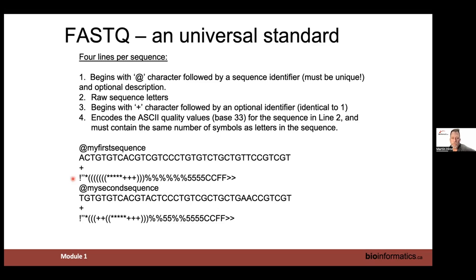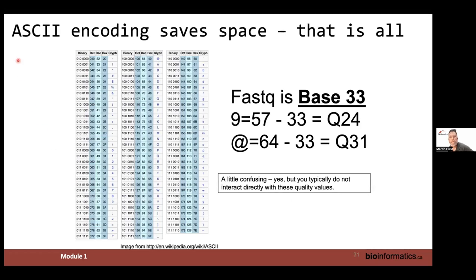And the base qualities are, as I said, Phred scores, but you're looking at that and you're saying that doesn't make any sense. It's just a bunch of glyphs. And those glyphs are actually ASCII encoding. So we essentially use ASCII encoding in the FASTQ file as a way of simply compressing two digits into a single digit. So the only thing you need to know to convert from the FASTQ file glyphs into a Phred score is what the base is, and the universal standard for FASTQ is base 33.